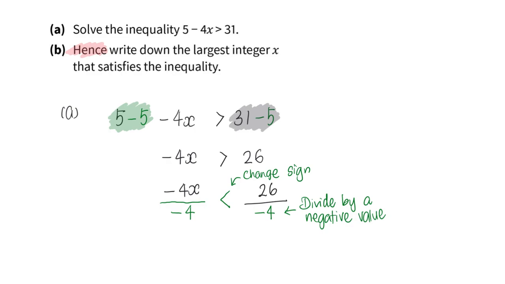Okay, this only happens when we multiply or divide by a negative value. And why does Mr. Tan do that? So that this part here, negative 4x divided by negative 4, will give me positive 1x. And my right hand side, 26 divided by negative 4, will give me negative 6.5. And we are done with part A.